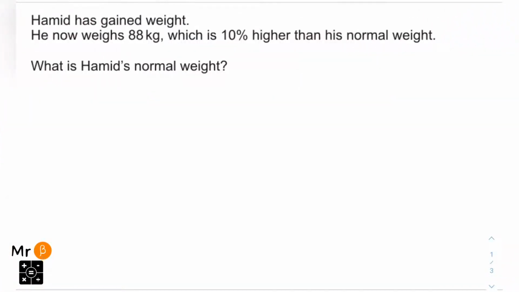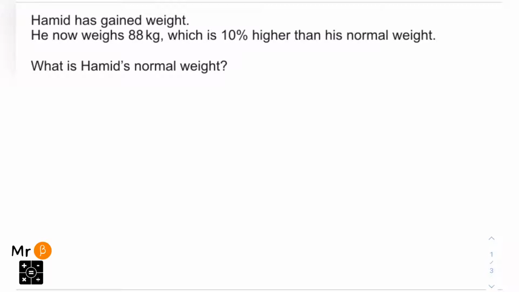Right, so today's topic, we're going to look at reverse percentages. Now these are different to increasing and decreasing percentages because it's given you your final amount and you've got to work backwards, hence the name reverse percentages.